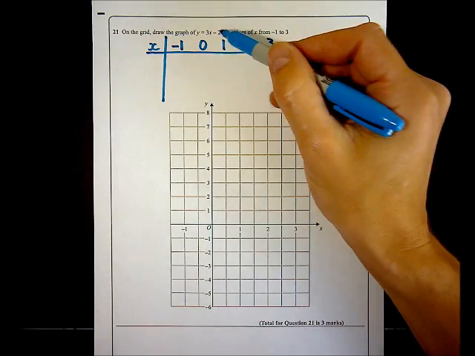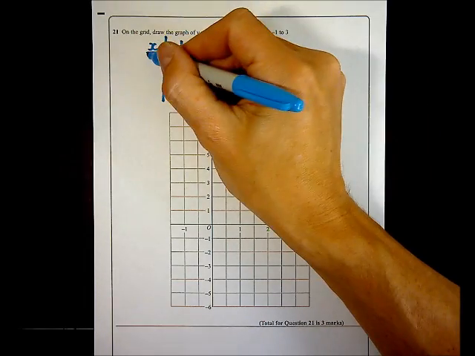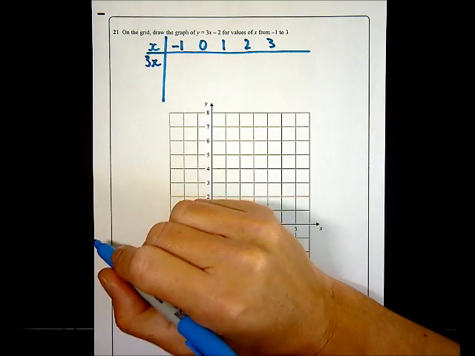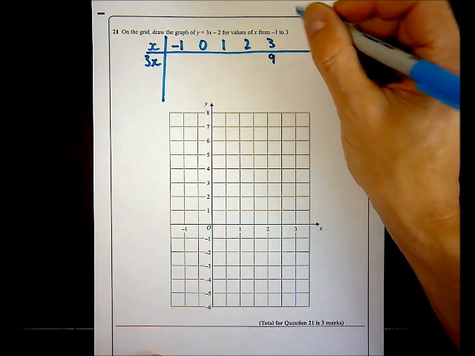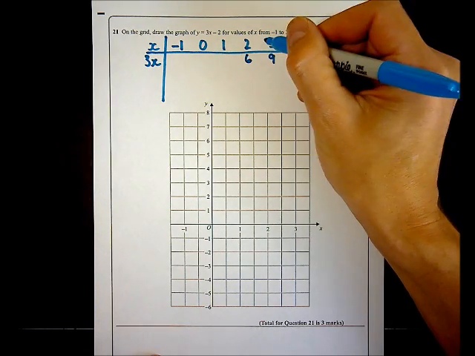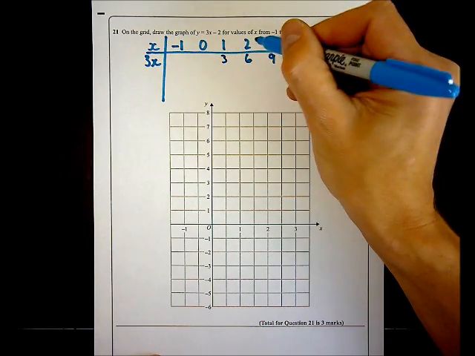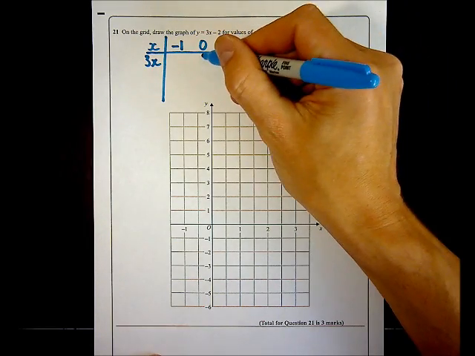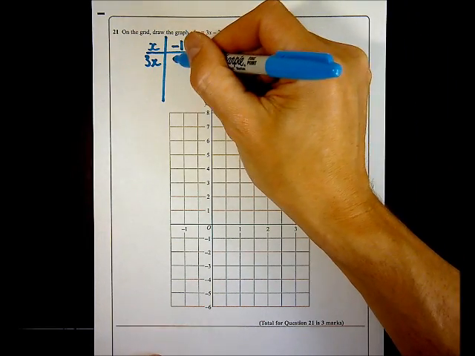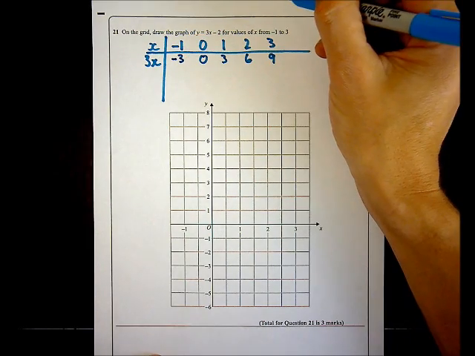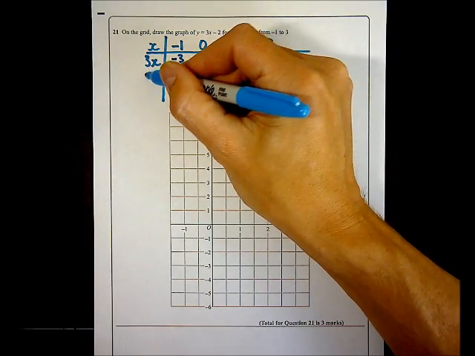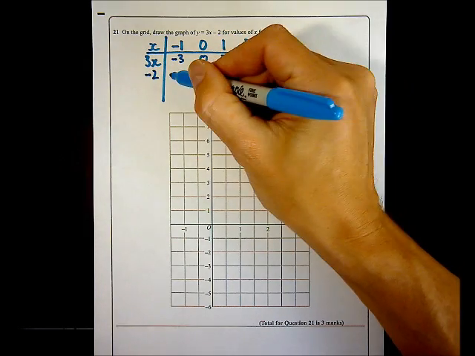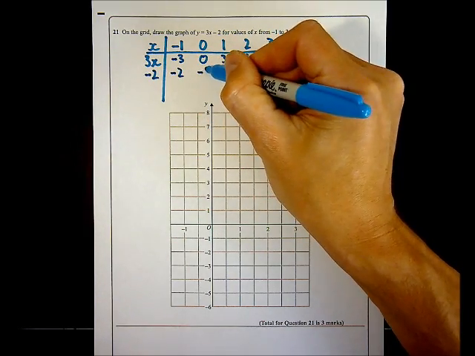And I need to work out y, so I'm going to work out 3 lots of x. I'm going to start at the right hand side, so 3 lots of 3 would be 9, 3 lots of 2 would be 6, 3 lots of 1 would be 3, and I can see I'm working down in 3, so 3 lots of 0 would be 0, 3 lots of -1 would be -3. And then once I've done 3 lots of x, I need to take away 2 from all of those values, so I'm just going to write that along here to remind me.